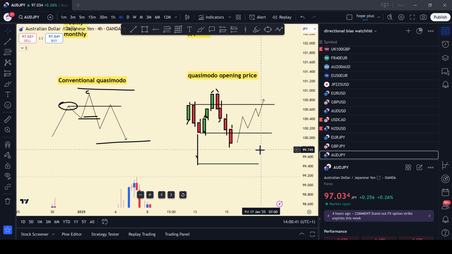So these are the differences between the Quasimodo opening price and the conventional Quasimodo. Because in the conventional Quasimodo, you still have to wait for price to come all the way down and close below this wick. But once I get my closure on this wick, depending on the time frame I'm looking at, and price comes to this level, then I will take my entry criteria.